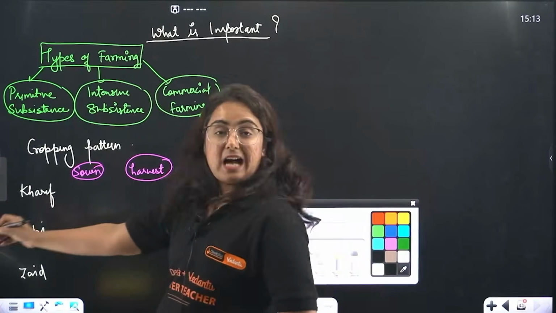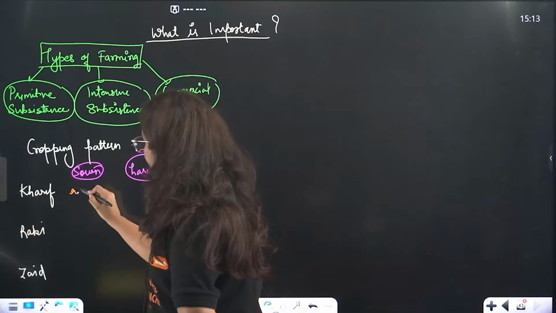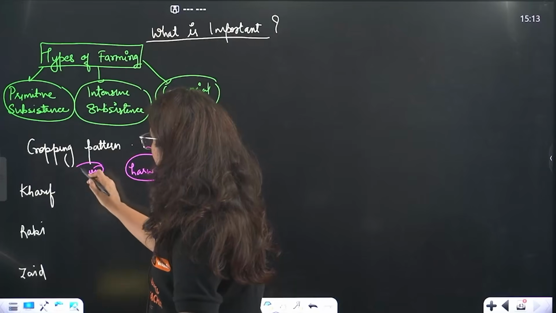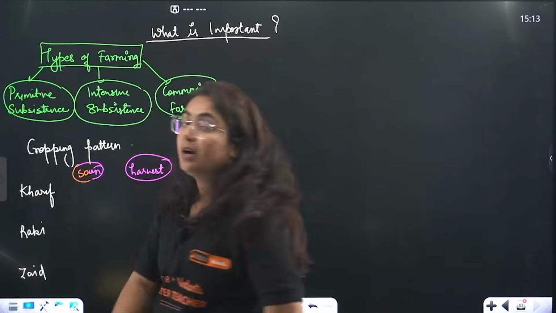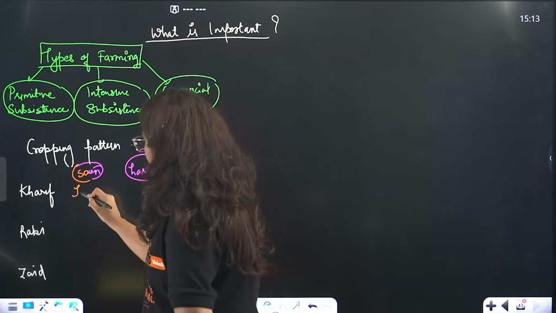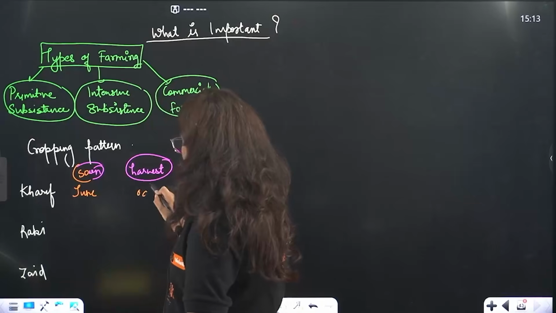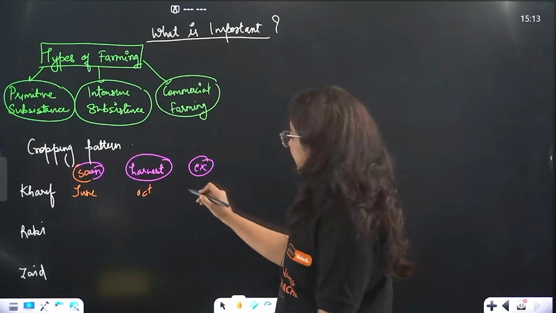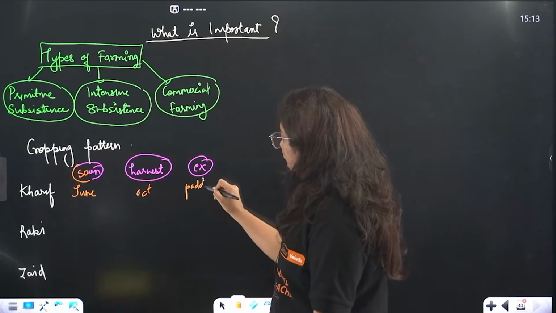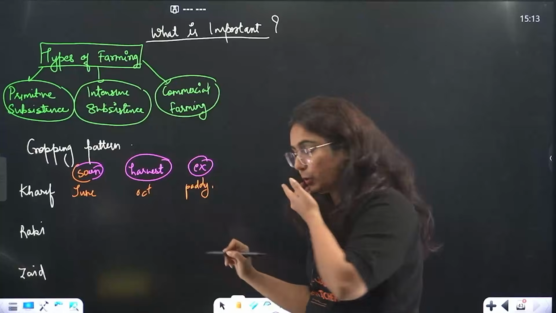So when is kharif crop grown? Beta, on the onset of rainy season. So I will just write here what the month. It is grown in June, harvested in October. One famous example is paddy. Along with that, beta, cotton and groundnut too.